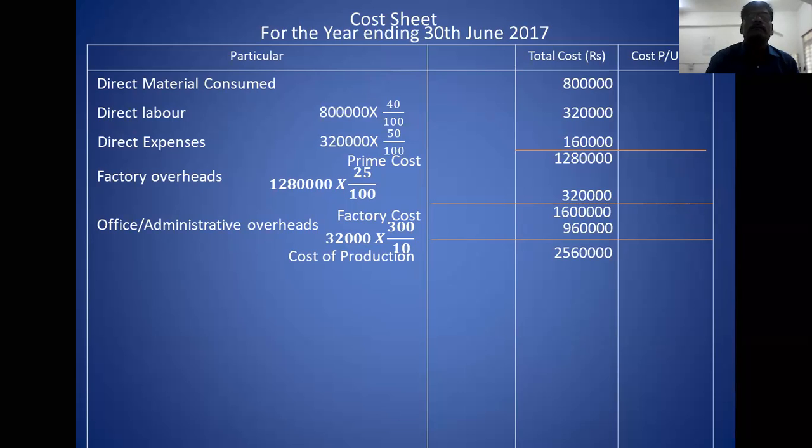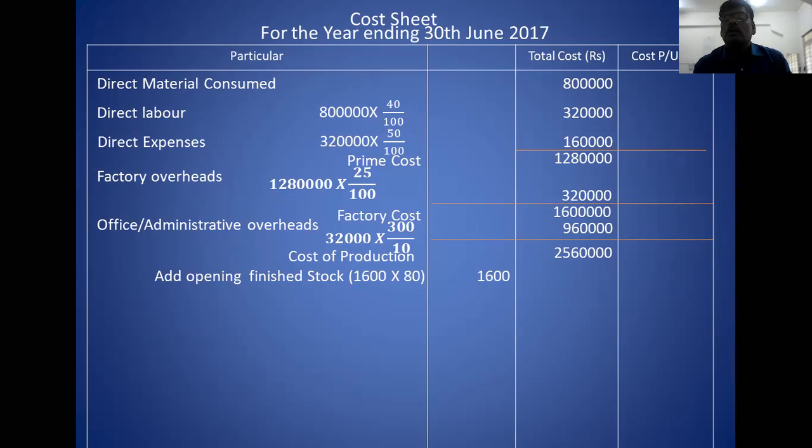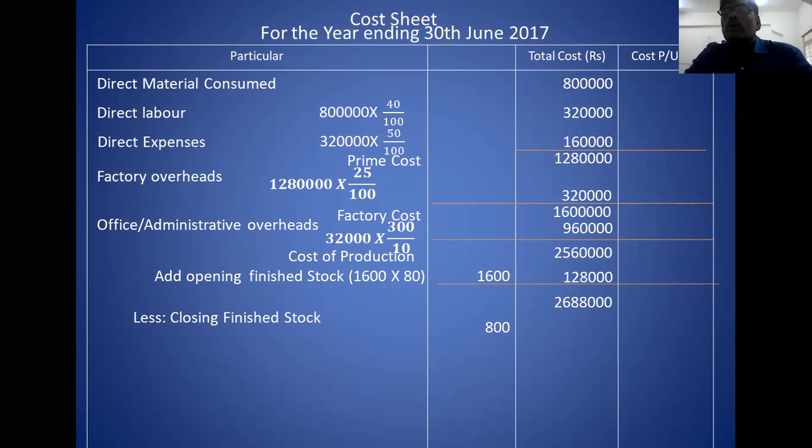25,60,000 is the cost of production. Next you add opening finished stock. Opening finished stock is 1,600 units at a rate of 80 rupees per unit, so the amount is 1,28,000. You add this. Total is 26,88,000. It is not possible to take the unit column total. You see my calculation carefully. Finished stock is 800 units. Here I am unable to calculate the value because cost of production per unit is not given.